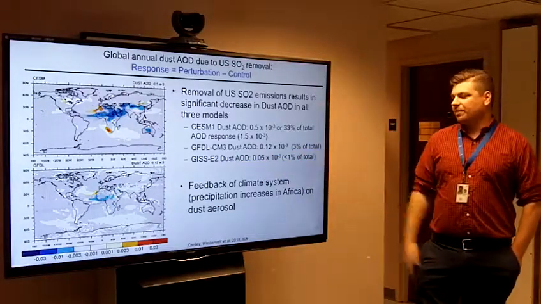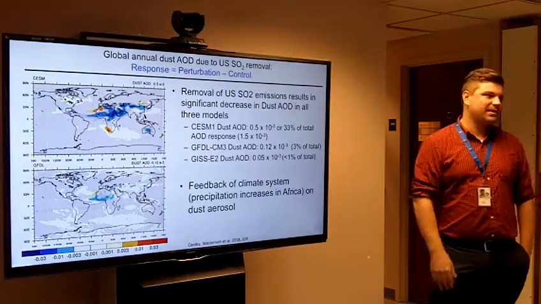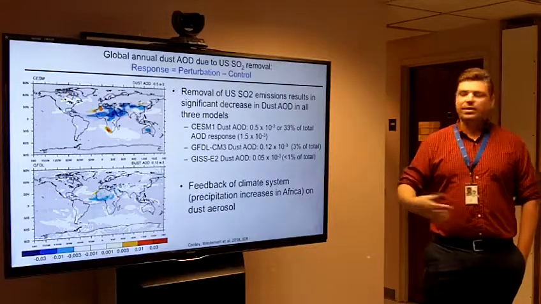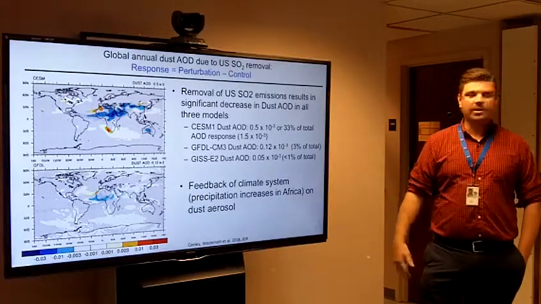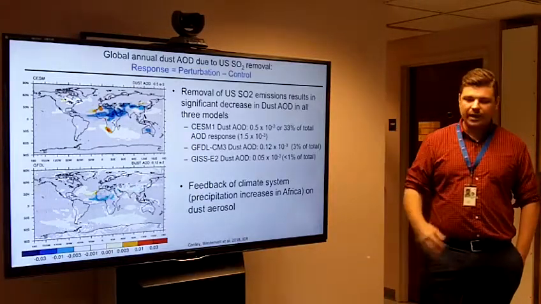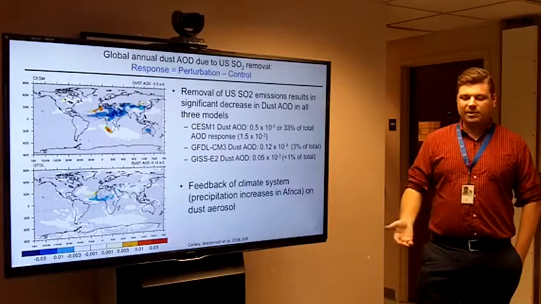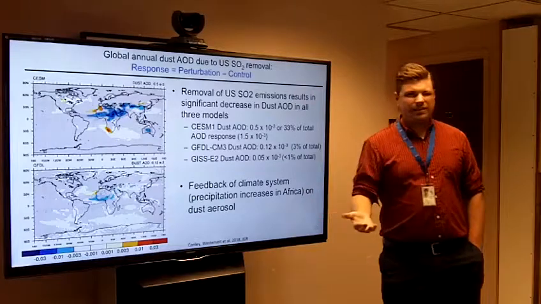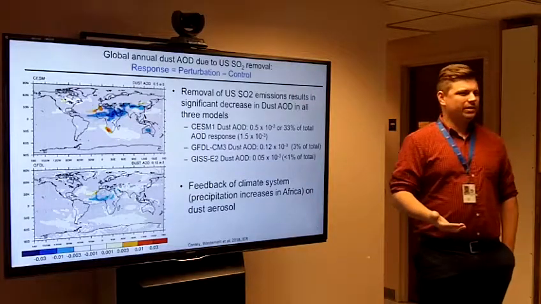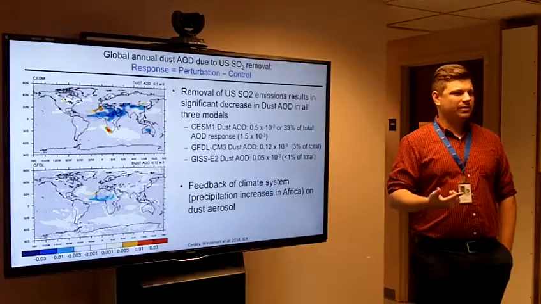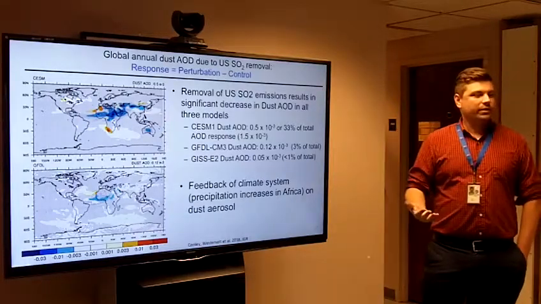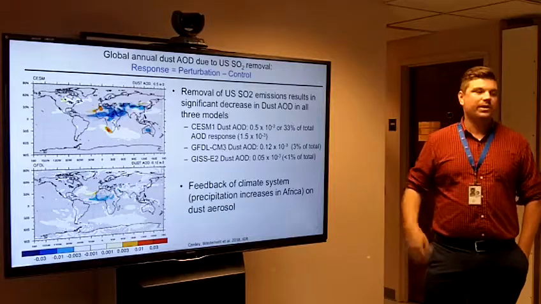What we think is probably going on here is a feedback of the climate system on dust emissions. Dust emissions are sensitive to changes in meteorology and climate in each of these models, things like wind speed, precipitation. I don't know if precipitation is part of the dust emissions in GISS. Is that, it is? Okay. Soil wetness. Soil wetness, okay, yeah.